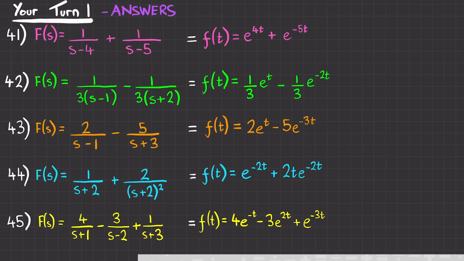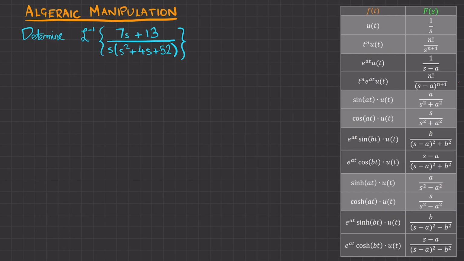Now that we've got the key skill covered, let's increase the difficulty. We're now dealing with some algebraic manipulation. We've got this slight beast of a question here. As before, the focus is on the denominator to begin with. We want to start getting it into a form we can use. Notice how we can separate the s from the s squared plus 4s plus 52.